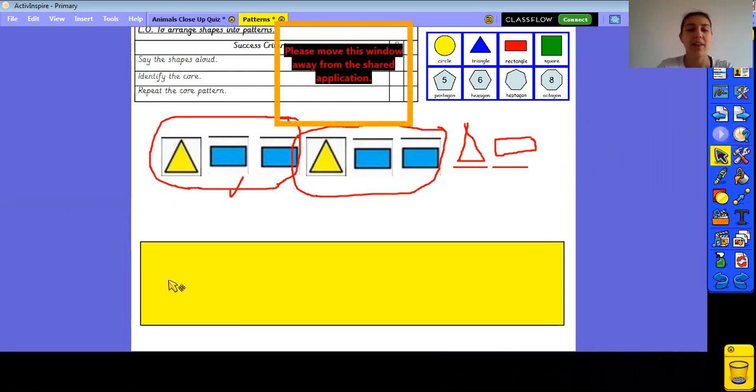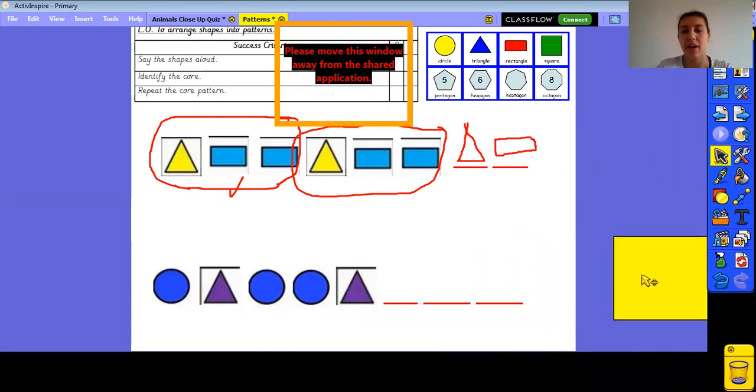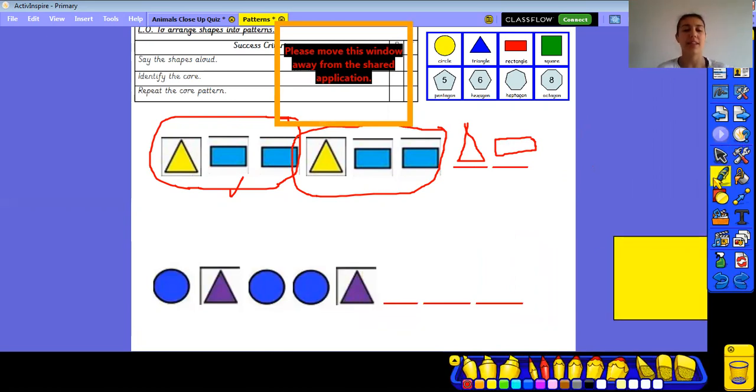Fantastic. Have a go at pausing the video and seeing if you can say the shapes aloud and identify the core, and then we'll do that together.